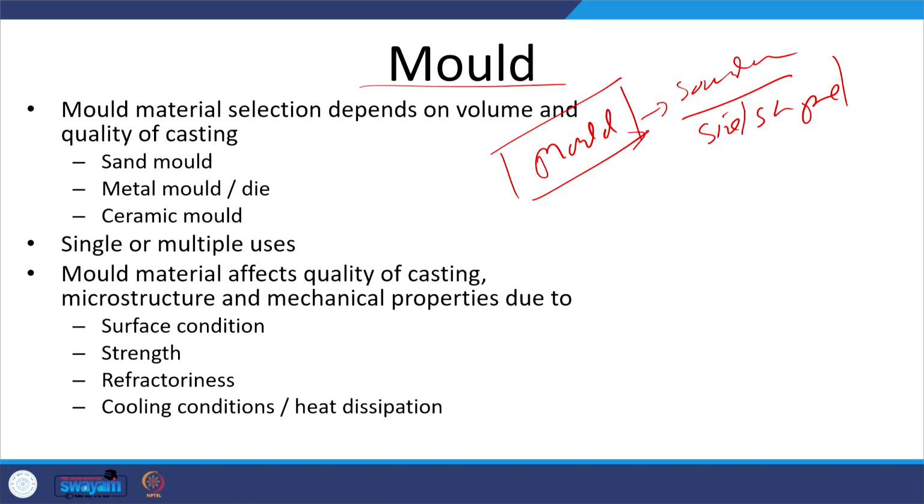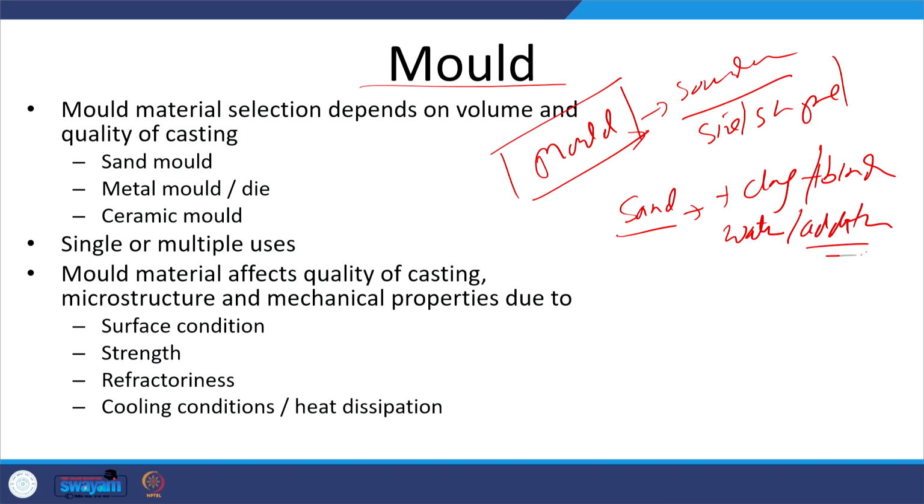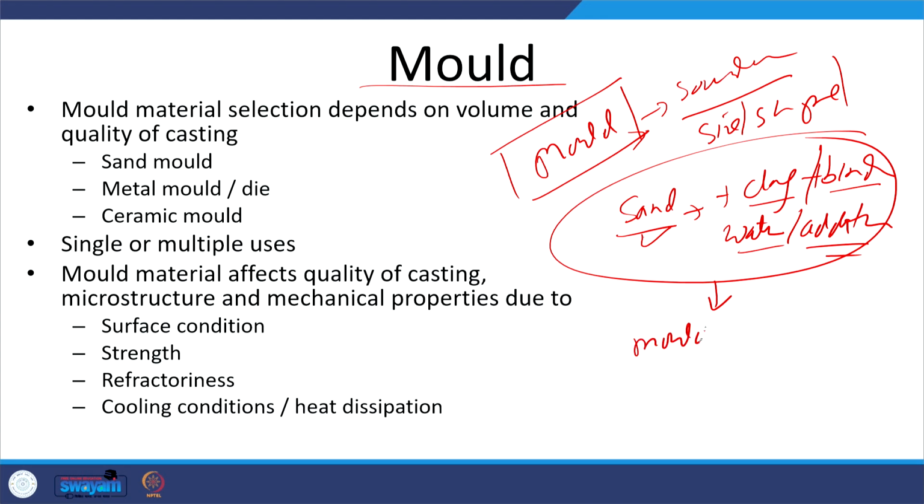This mold can be made of sand. In that case, the sand is not just sand, but it will have other components like clay, which acts as a binder, water and other additives as per the requirement of the characteristics. A mixture of all these, the sand, clay binder, water and additives, is known as molding sand. This molding sand is used for making the mold.